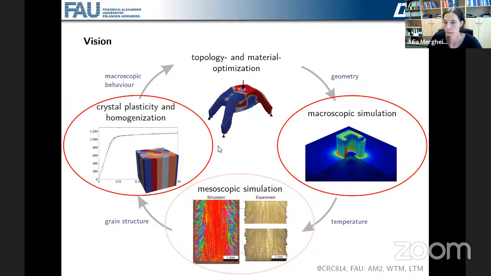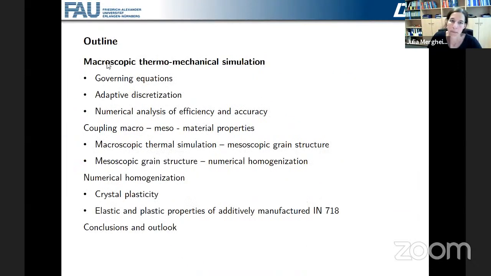So that brings me to the outline of my presentation. I would like to start with the introduction of the macroscopic thermomechanical simulation. So the governing equations, the discretization, and I will introduce a numerical study of the efficiency and the accuracy of the thermomechanical approach.